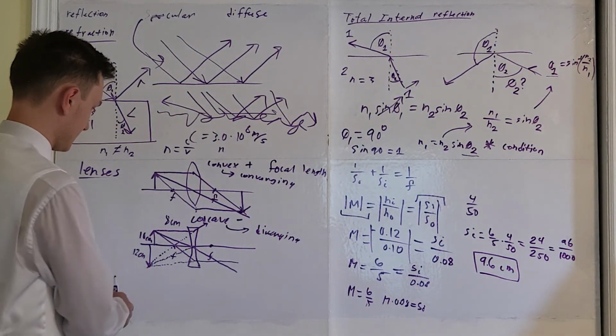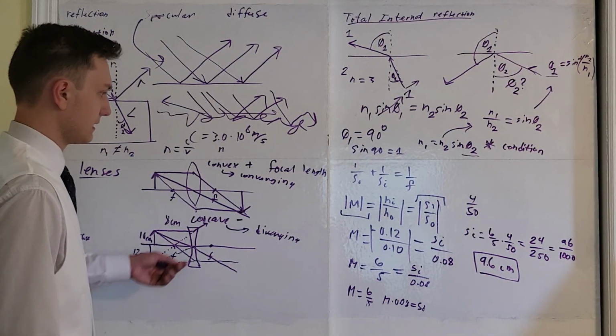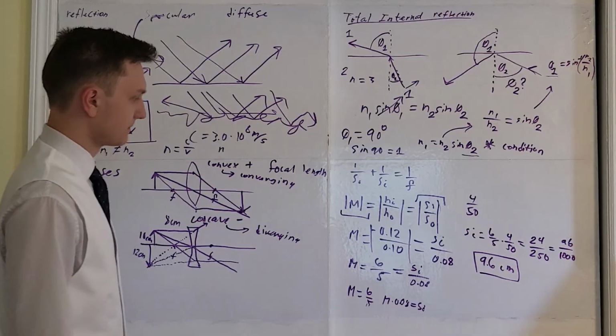Our image is slightly further than our object, so the distance should be slightly further than the object.